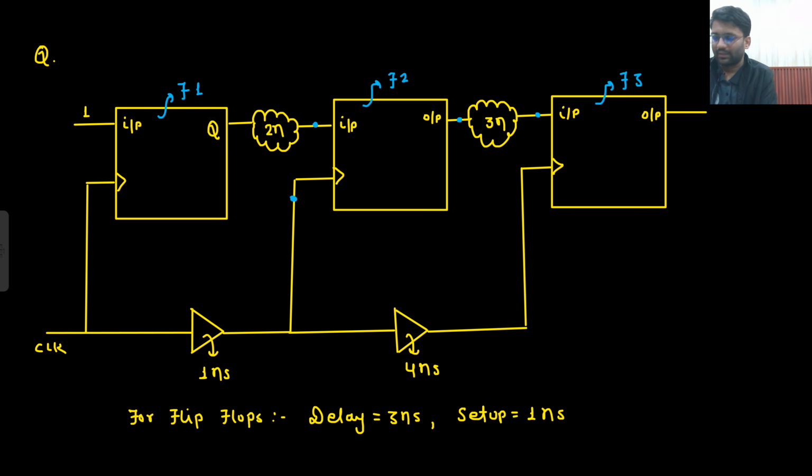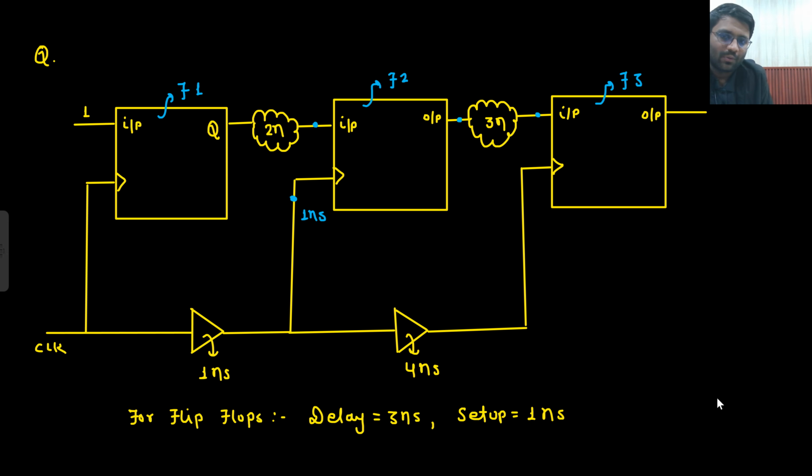After how much delay is this clock coming? After a delay of 1 nanosecond it is coming. So this clock is coming after a delay of 1 nanosecond, so 1 nanosecond you will subtract. So your T clock is greater than or equal to 5 nanosecond. You can write down the whole equation as well. What will be the whole equation?